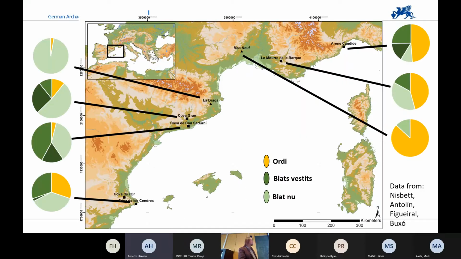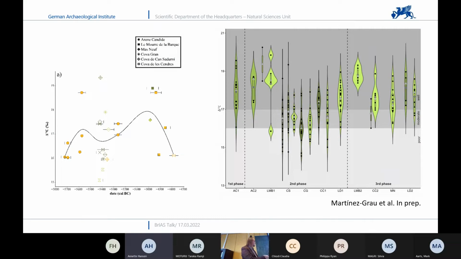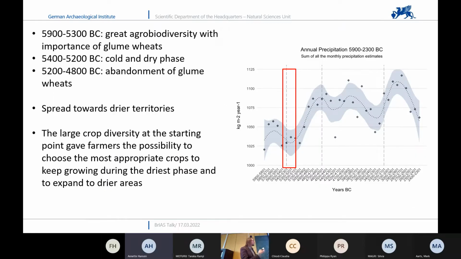One has to say also that in this spread towards the Iberian Peninsula, these farmers faced the driest climate they had seen since they left Southwest Asia. So the climate is quite wetter from the parallel 43 in comparison to the Iberian coast. So that was an extra challenge to spread farming practices in this area. And we see that after this signal of dryness, we have a change towards naked wheat.